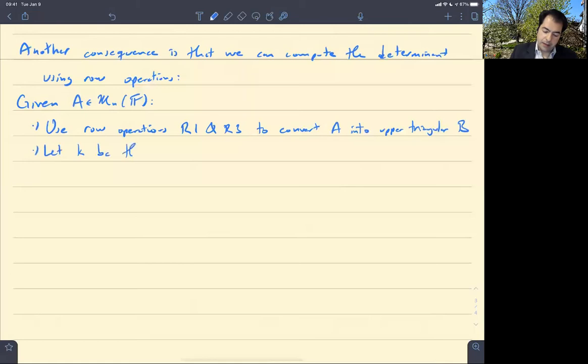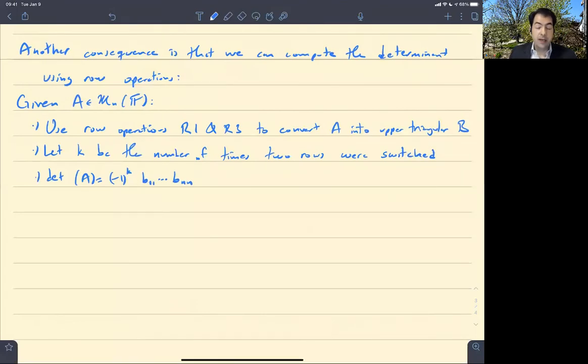Let k be the number of times 2 rows were switched, then the determinant of A is (-1)^k times the elements on the diagonal of the matrix B, right? And that's how you want to compute a determinant in practice, especially if you're given a large matrix and you want to compute the determinant. This is what you want to do.